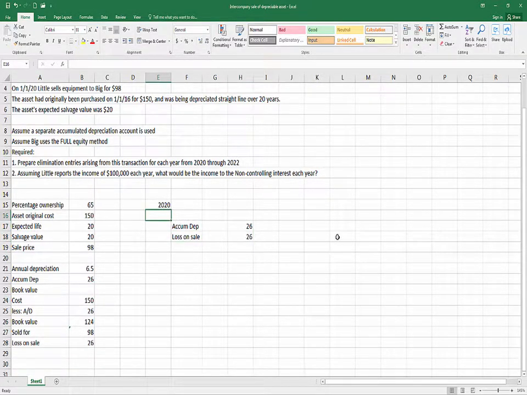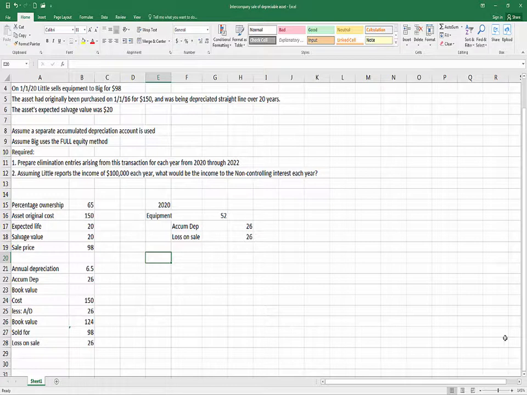And just to sort of confirm, the equipment is currently on, again, this was an upstream sale, so Big is the current owner of the asset. The equipment is currently on Big's balance sheet at the price they paid for it, $98. The true cost is $150. So what we're doing with this debit of $52 is we're getting that equipment back up to its correct historical cost. Okay, so by doing that, we make it appear as though the sale never happened. We've restored the equipment to its true cost, we've restored the accumulated depreciation to what it should have been, and we got rid of that loss on sale.